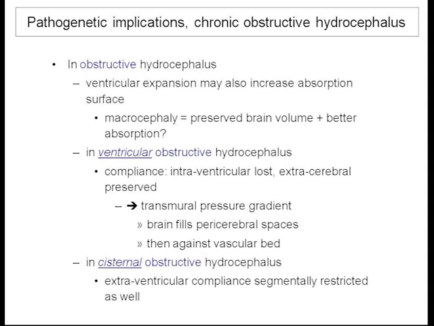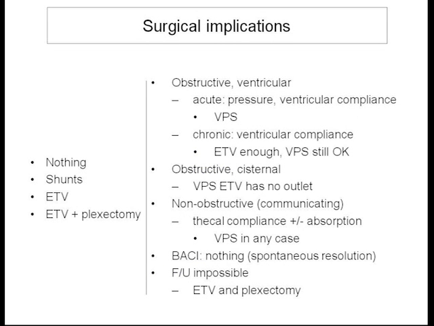There is a pressure gradient across the mantle. Therefore, the brain fills the pericerebral spaces at the first stage, and then the ventricular pressure wave compresses the vascular bed. And in cisternal obstructive hydrocephalus, you have exactly the same thing, but the process occurs in a segmented CSF cisternal space, meaning that there is a block of the compliance anyway.